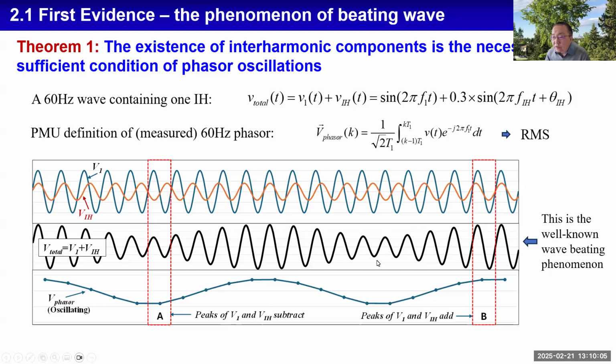The paper also showed that interharmonics are necessary. You need the interharmonics to cause phasor oscillation. If you don't have interharmonics, the phasor will not oscillate.